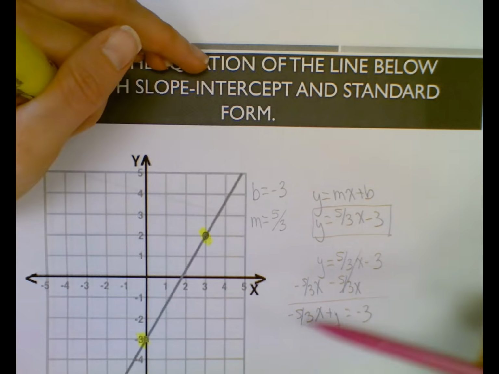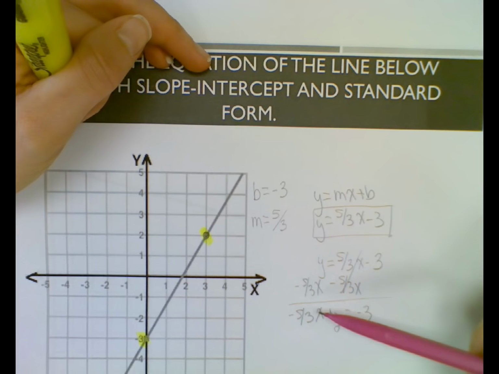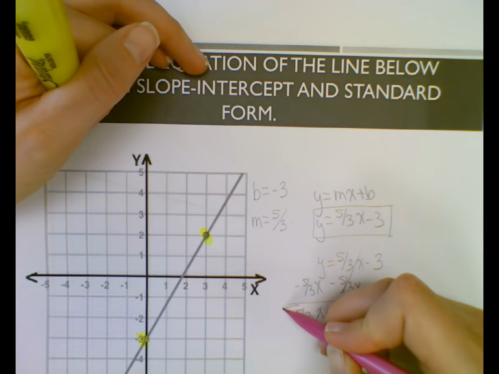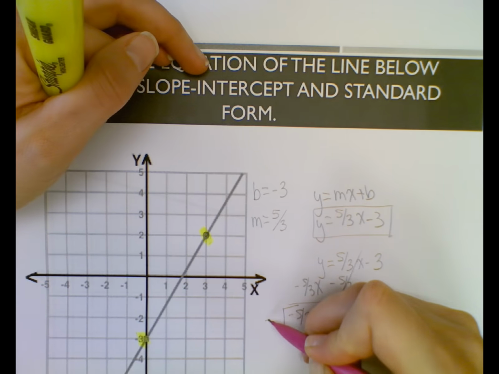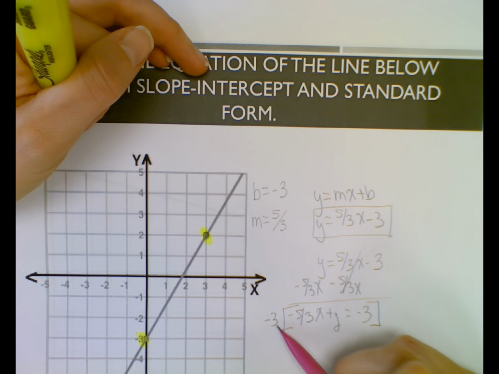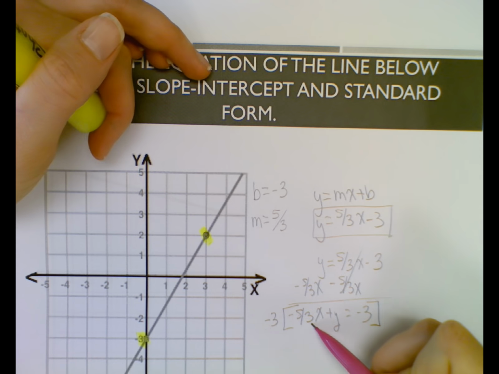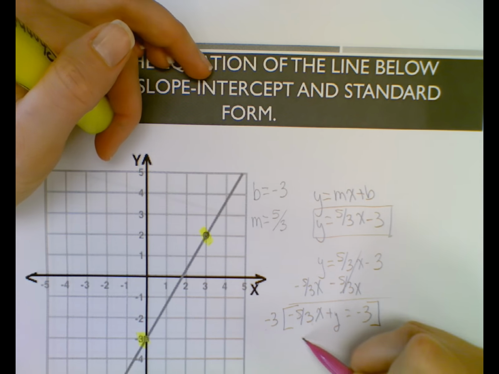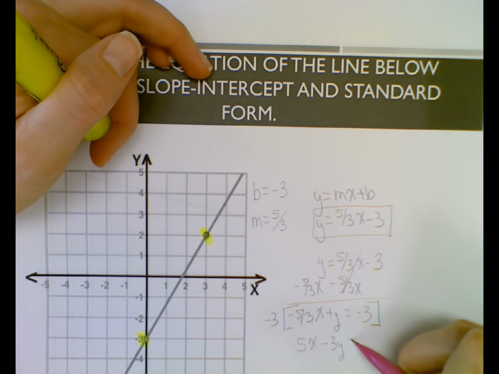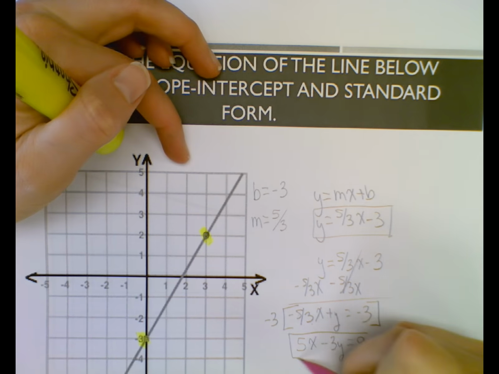Remember, with standard form, you can't have a negative and you can't have a fraction for your a value. So I need to multiply everything here by -3, because the negative times the negative will give me a positive, and by multiplying by 3, I'll clear out that denominator. So that'll give me a positive 5x minus 3y equals positive 9.